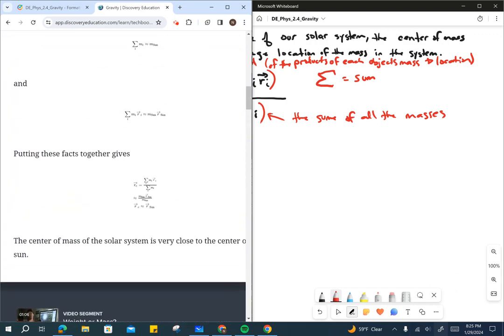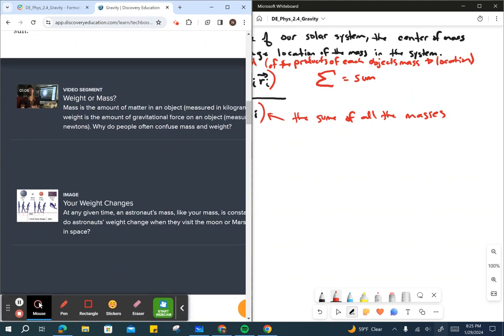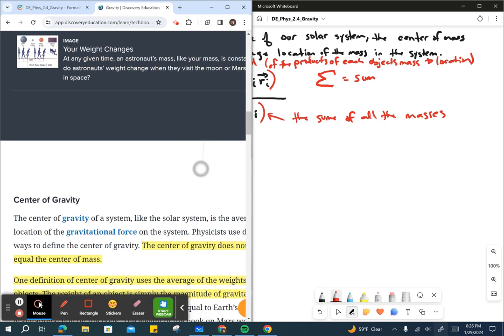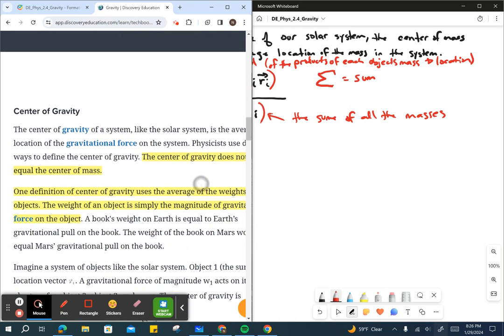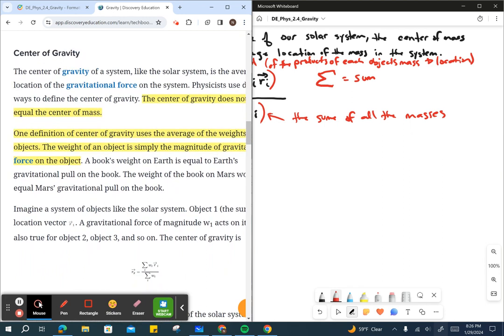All right, so let's now, so you're going to have a video here. They're going to talk about weight versus mass. Remember, mass is just the amount of material in a given space. The weight is that mass multiplied times a gravitational force. Okay, and as you should know, your weight is going to change depending on the force of gravity affecting your mass. All right, so now we're looking at this idea of center of gravity.